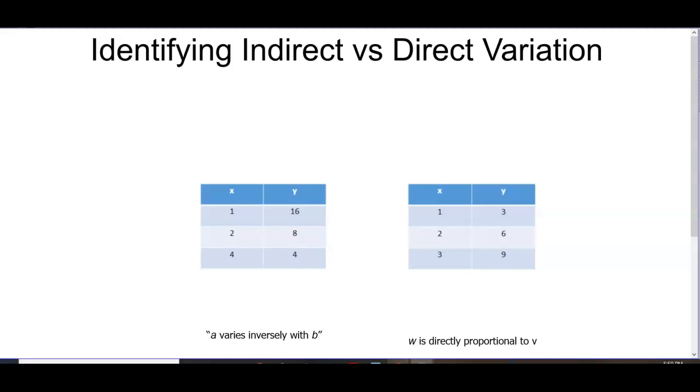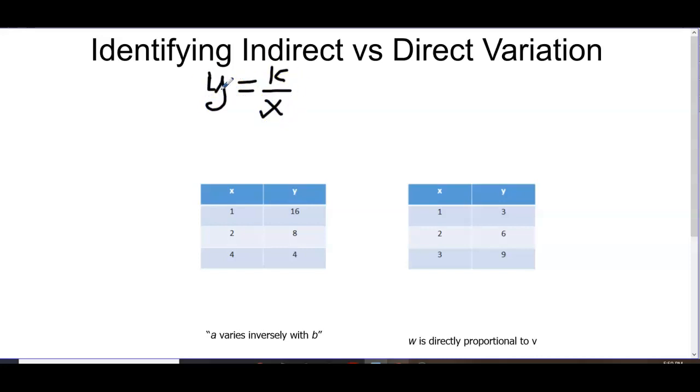We're going to go ahead and do a review of different forms of variation before discussing our new types of variation that we're learning about, joint and combination. So with indirect and direct variation, we know that with indirect variation, the formula we use is y is equal to k divided by x.